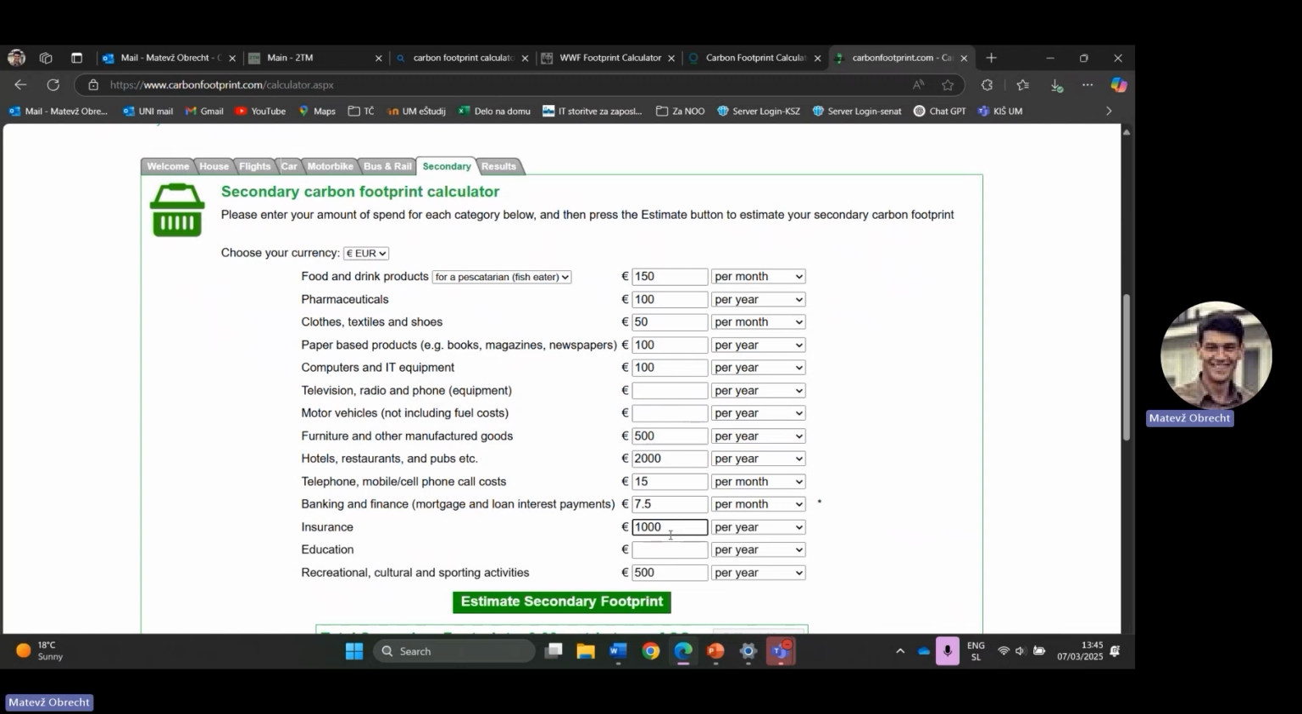Okay. Insurance. If we want to make insurance of the house, of the car, maybe some health insurance or something like that, I put approximately 1,000 euros per year. Education, if we want to go on some conferences, symposiums, or something like that, we can also add this one. So it's also related to traveling and recreation, culture, sports activities like going to theater, concerts, I don't know, in a gym.